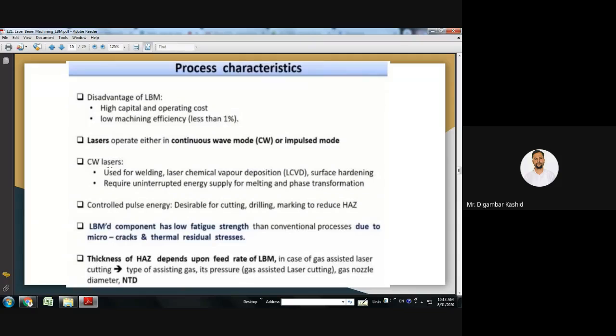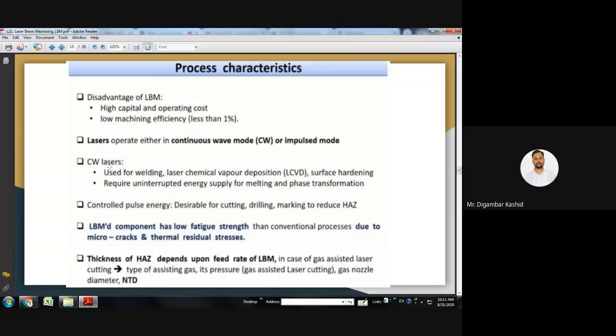For that laser chemical vapor deposition purpose we can use it, and also for surface hardening, where a continuous source of heat energy input is required for welding and hardening operations. So this is about the continuous wave laser mode. It requires an uninterrupted energy supply for melting and phase transformation.